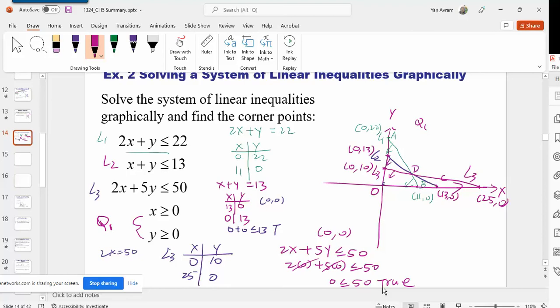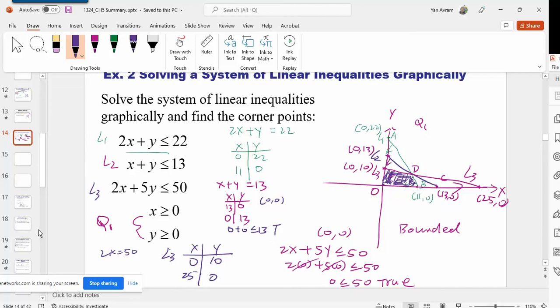So this is called a bounded region, bounded because this area is enclosed, not an open area. So what is my solution? My solution region will be just right here, okay? All this intersection right here. This is my bounded region. That is the solution, okay? Because when I do the testing, 0 and 0 is true for all 3 lines. So this one is the solution, okay?